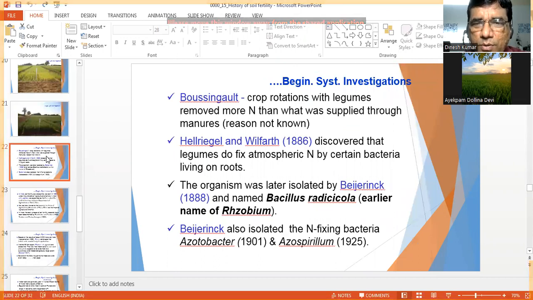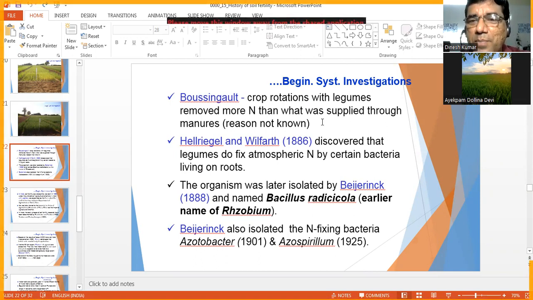Boussingault further said that crop rotations with legumes removed more nitrogen than what was supplied through manures. So you can say it is giving some indication that some nitrogen may be coming from the legume. He was not sure, but he said that crop rotation with legumes removed more nitrogen than what was supplied through manures. So that means some nitrogen may have come additionally.